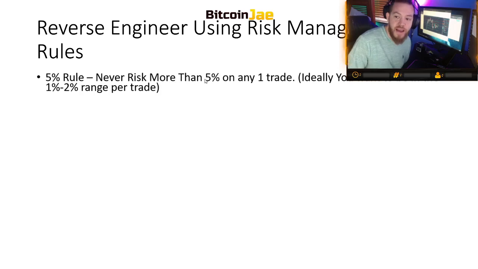Never risk more than 5% on any one trade. But that's the max. That's the high end of it. So that's the riskier, the high risk end of it, right? So ideally, you want to be in the 1% to 2% range per trade. So anytime you're in a trade, the most you want to ever risk in one trade is 1% to 2%. All right, 5% is the rule, and it is a max. But ideally, the majority of your trades should be made within the 1% to 2%.